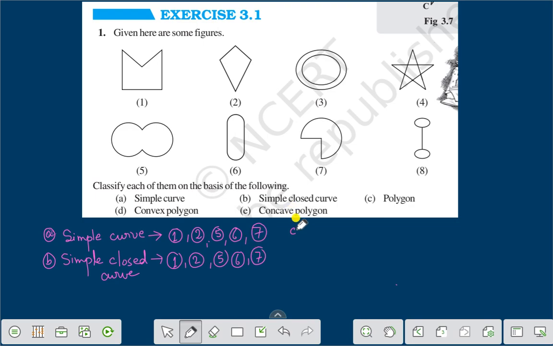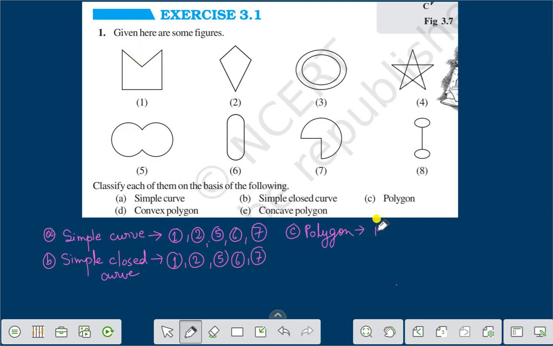C is polygon. Here you see, the polygon should be a closed and simple figure. Here you see, this is a simple figure. It is also closed. Therefore, it is a polygon.